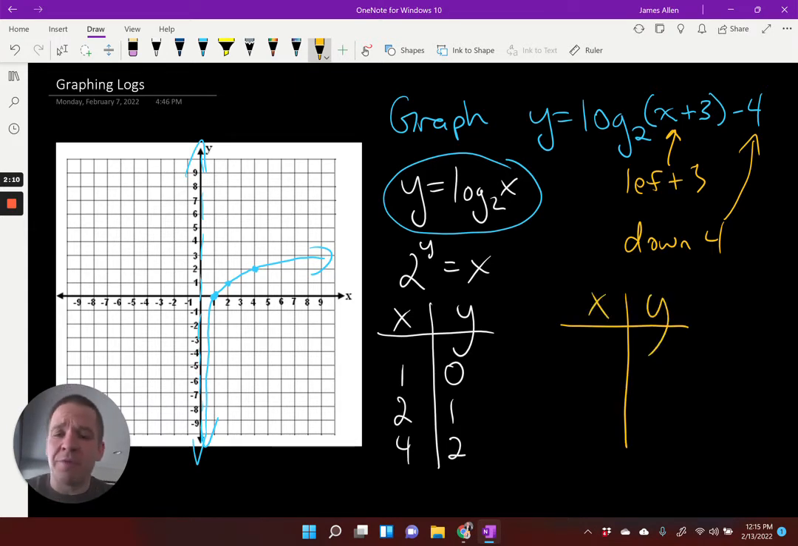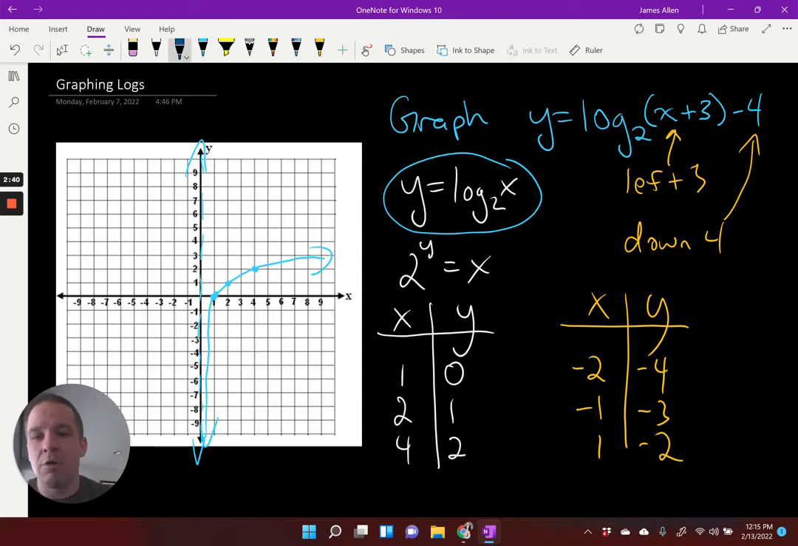If I'm moving to the left 3, that means I'm subtracting 3 from my x. So my first point would be -2, and if I'm moving down 4, that'd be -4. Then for the 2, going to the left 3 would be -1, and for the 1, going down 4, I'd be subtracting 4, I'd get -3. And then for the 4, again subtract 3, I'm going to get 1, and going down 4, I'm going to get -2. Those are my ordered pairs. There's no other transformations here.